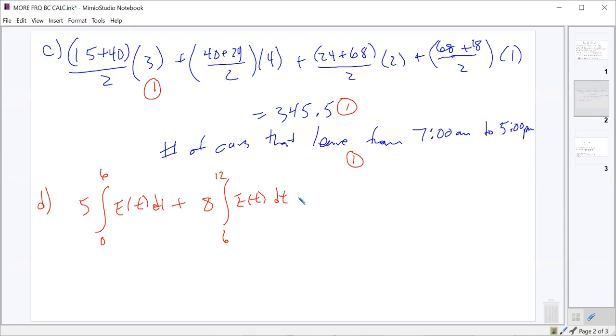And you just evaluate that out, and I think they said to the nearest dollar again, so you end up getting $3,530. And that was worth 3 points somehow also. 1 point for having E of t inside of each one of those, 1 point for all the limits and the constants, and then 1 point for the final answer.